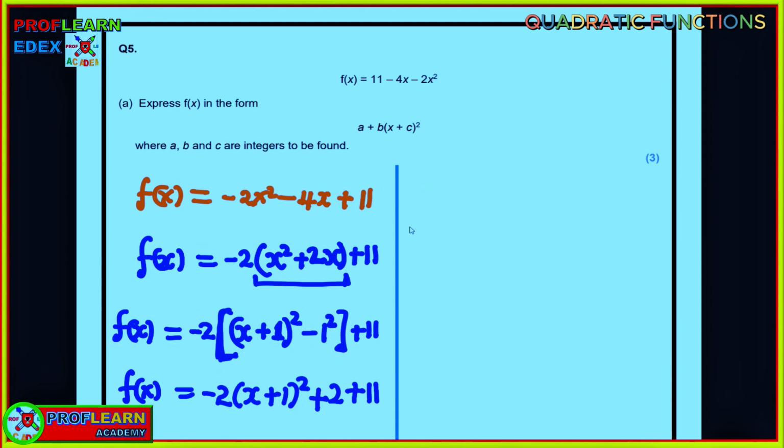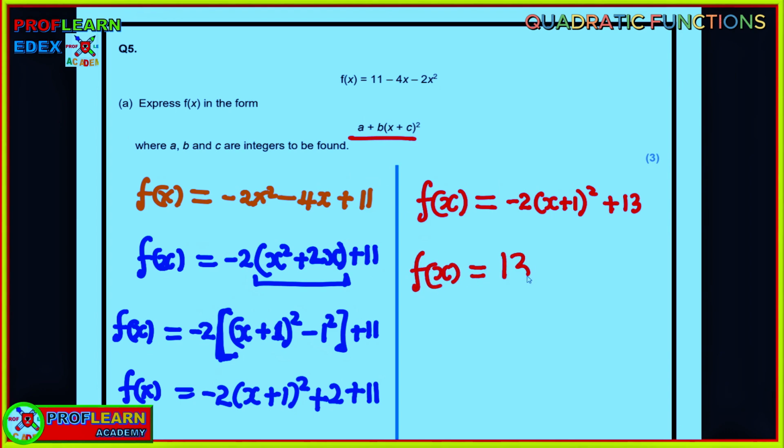Therefore, we can conclude and say our f of x translates to negative 2 into x plus 1 squared plus 13. But you see, the way it was given here, I need to rearrange it, and I say f of x equals 13. I start with this number, then minus 2 into x plus 1 squared.